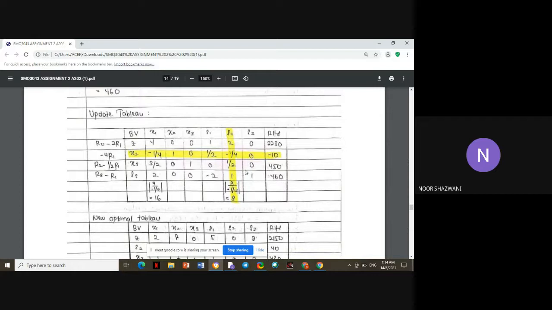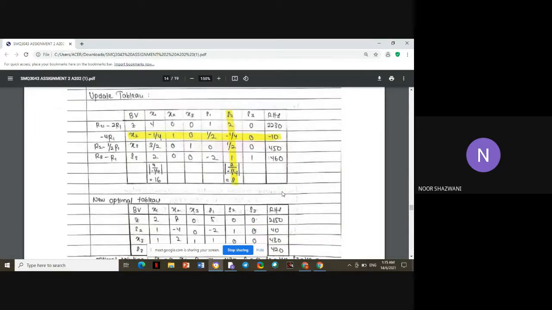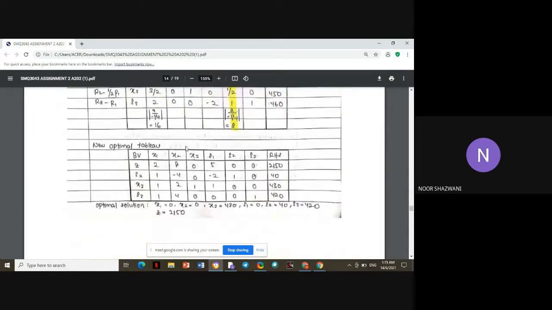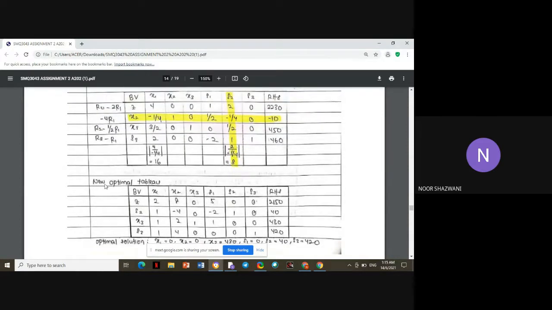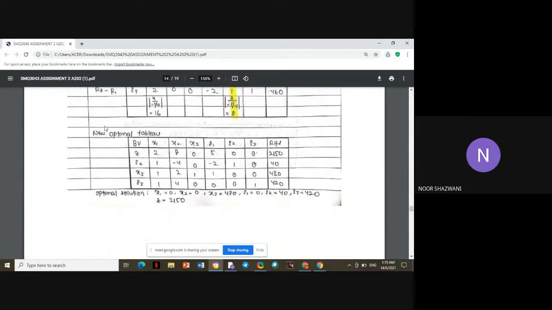most negative row here, and then to select the entering variable, we have to find the ratio that has a negative coefficient in the pivot row. And then we have to choose the variable with the smallest ratio as the entering variable. So here I have highlighted that. And then after we make the calculation here, we have to update this tableau.